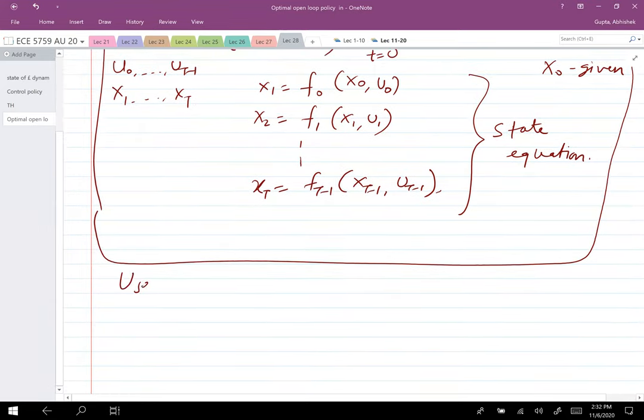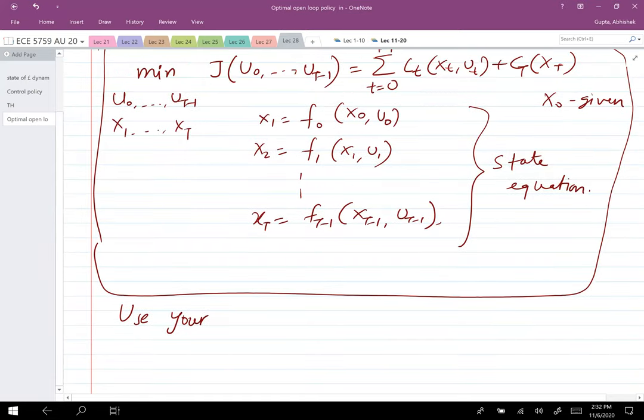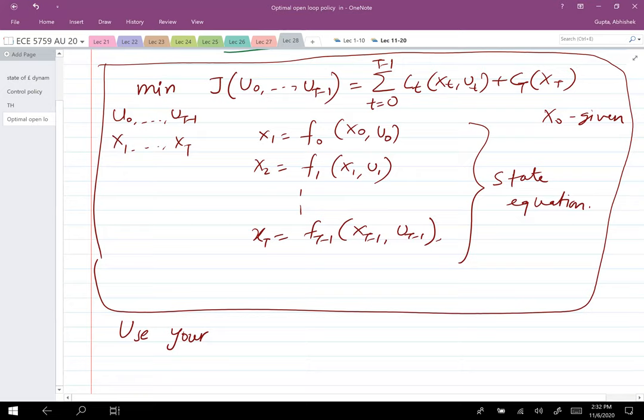Do you have control over X1 to XT? Aren't those values that come out of the functions like F0, F1? Right. But when you're posing this as a giant optimization problem, they also become variables of the optimization problem. It's just that there is an equality constraint, so all those variables can get eliminated because of the equality constraint.